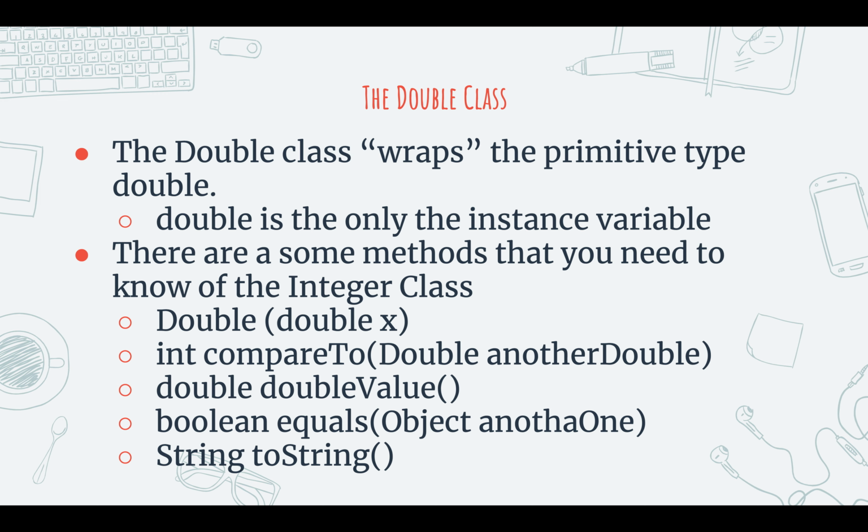You have the constructor, you have the compareTo method, you have the doubleValue method that unwraps the object. You also have the equals method that is inherited from the Object class but overridden to see whether or not they're actually the same number rather than the same object location. And you also have the toString method that converts the double into a string. So let's test this out in the compiler to make sure that it's understandable.